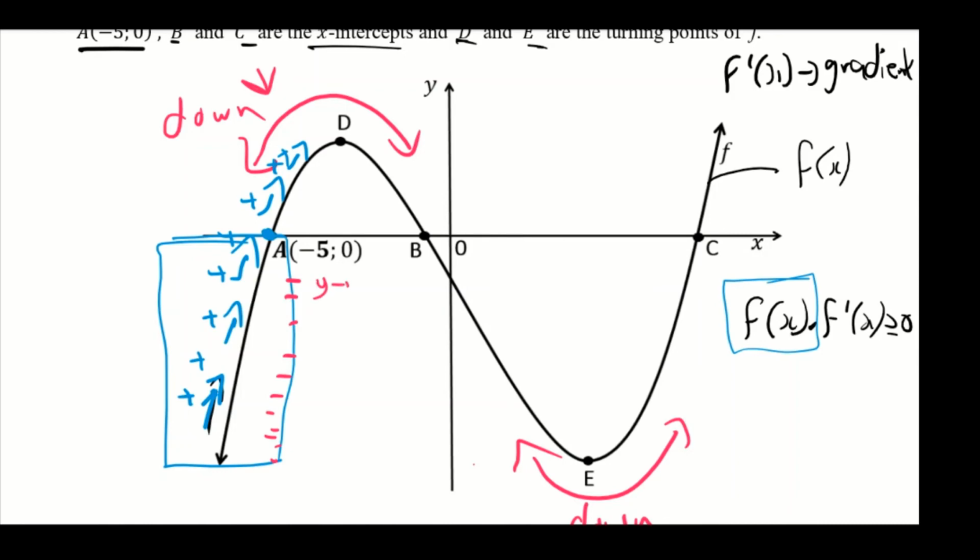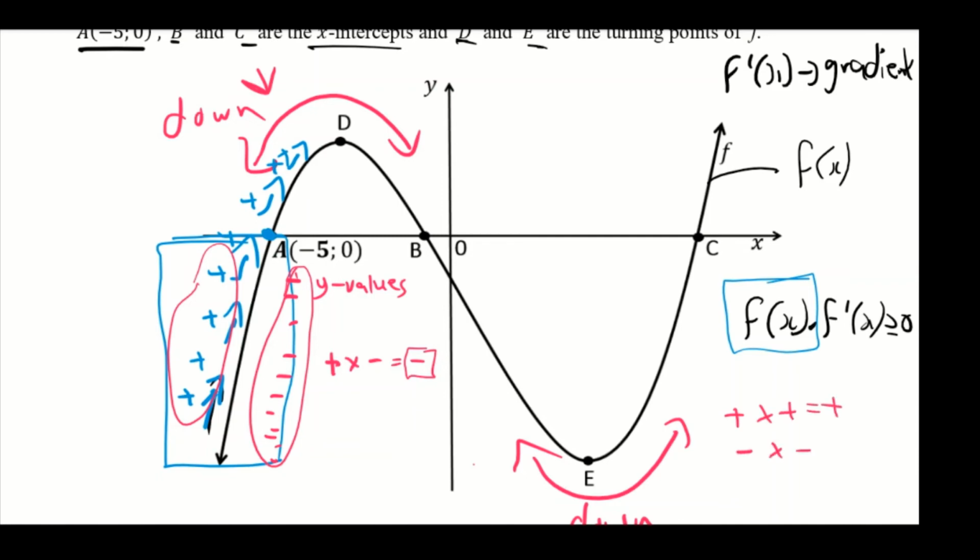The y values are negative. So if you multiply this negative with this positive, you're going to get a negative, right? Positive times negative equals negative. So that's not what we are looking for. We are looking for a situation where we multiply a positive times a positive, we get a positive, or we multiply a negative times a negative, we get a positive, right? So this case doesn't work.